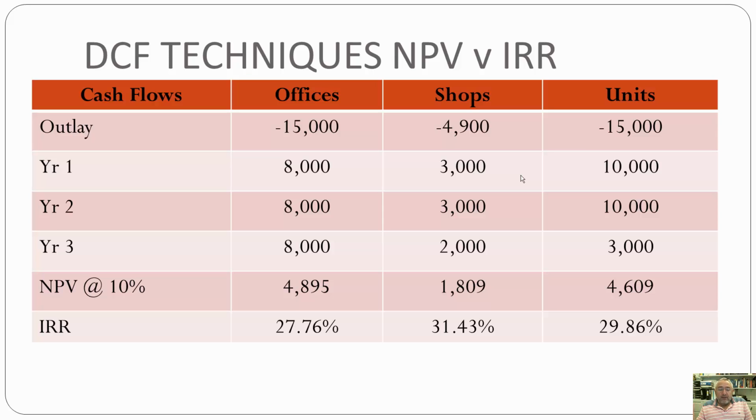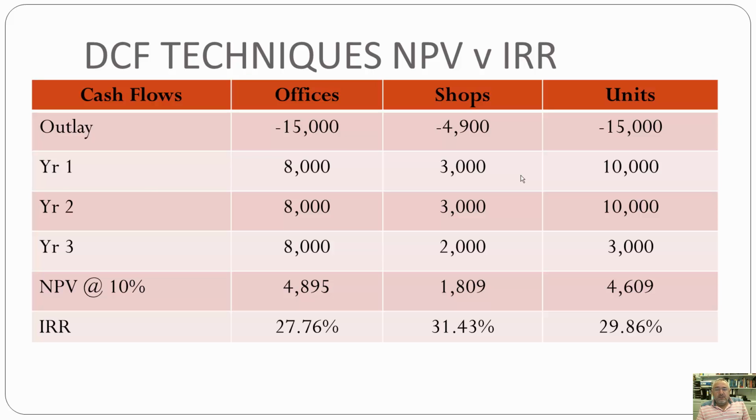Now, if we were to calculate the net present value at 10%, we get these numbers. The offices are clearly the best investment. If we calculate the internal rate of return that makes all of those cash flows equal to 0, it looks like the shops one is the best one. Okay, so which one should we take, net present value or internal rate of return?